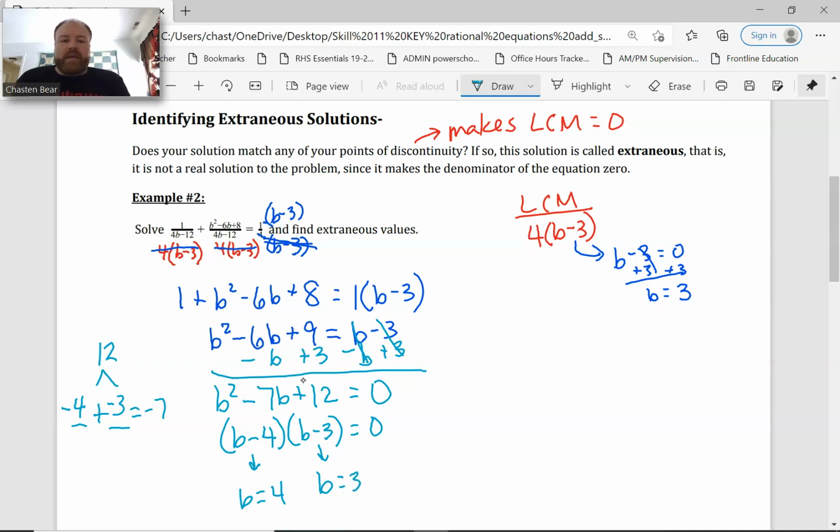Now remember, I figured out what made my LCM 0, because the LCM is the common denominator. If b equals 3, then that's not a valid solution. So I cannot have this one. So b equals 4 is the only actual solution that I can use.